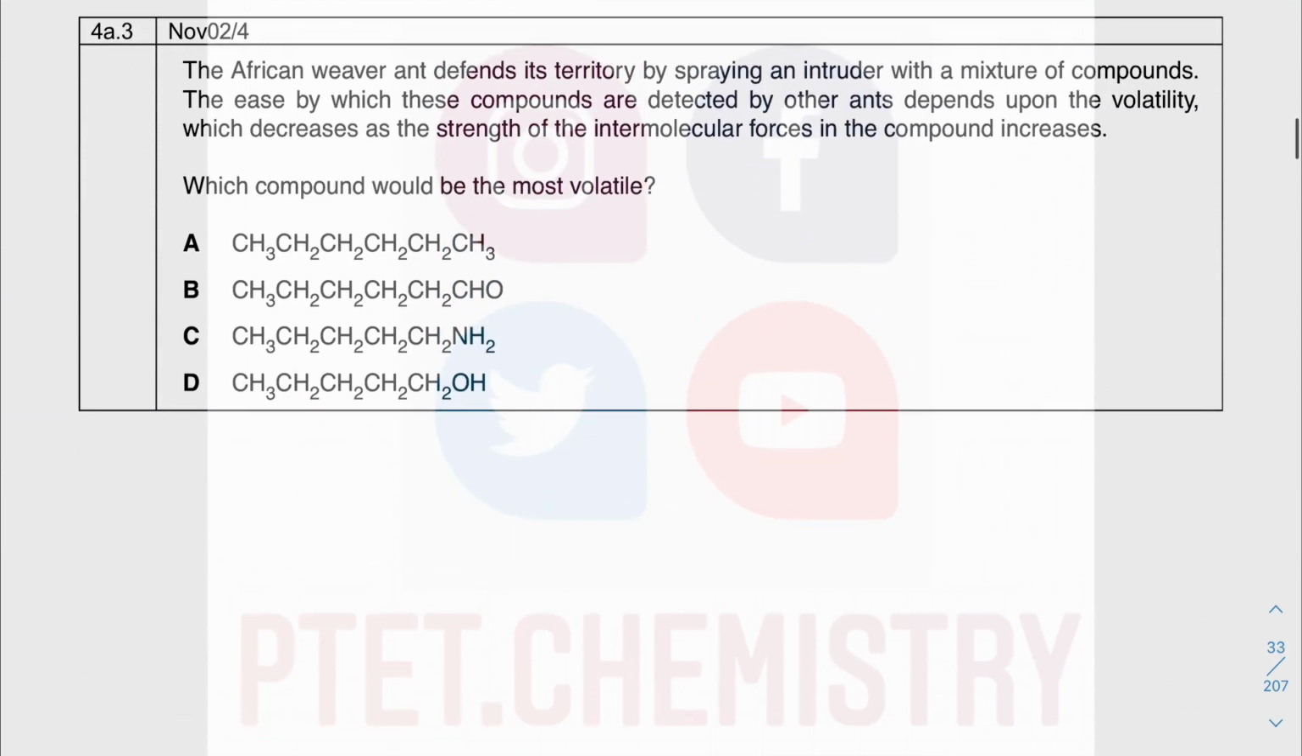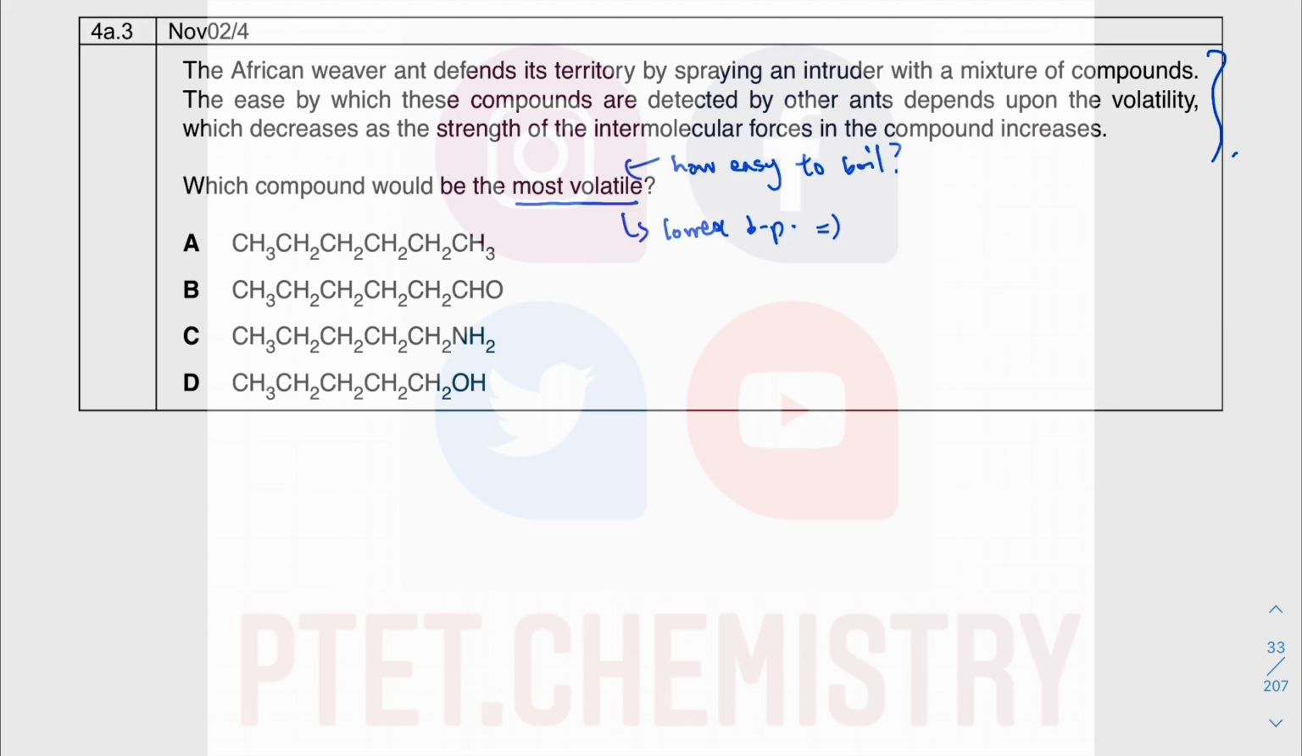So the next question is basically giving you some background information, and then they ask which one is the most volatile. Volatility is to do with how easy it is to boil. This comes down to your understanding of the word. So most volatile means it's the easiest to boil. Therefore, most volatile means lowest boiling point, or smallest boiling point.